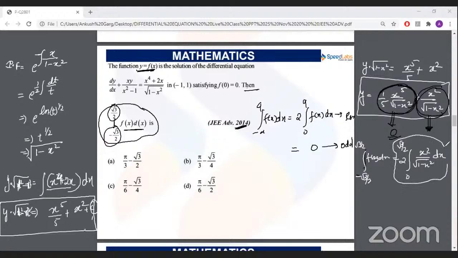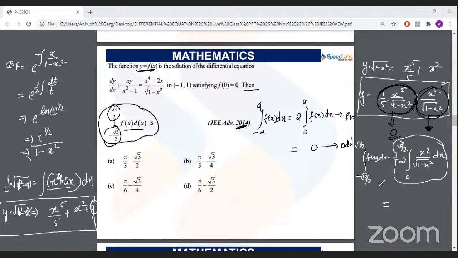Now you have to simply solve it. So x square upon under root of 1 minus x square, you can solve very easily. You can add and subtract 1 and take it common. Again, you have to remember the formula for the integration of under root of a square minus x square. It is in terms of sine inverse. I hope everyone remembers this very standard integration formula.